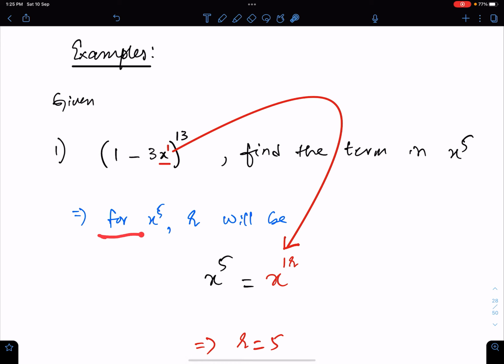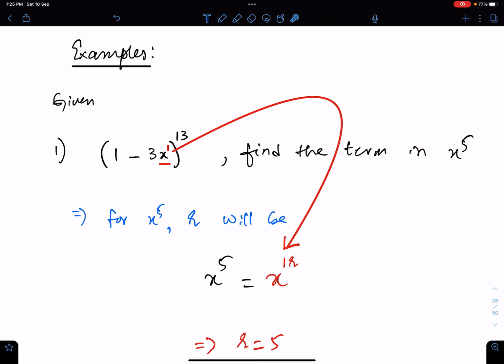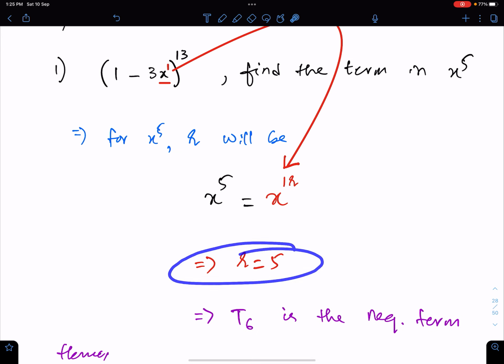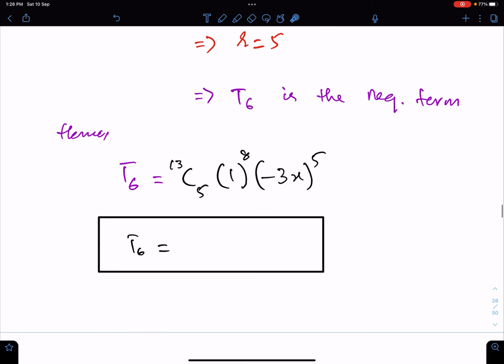So for x^5, r will be, write this here and then copy this x with power r, 1r in fact, because this is 1. So x power 1r. Since we have the same basis, we can equate their powers, therefore r is 5 and the term will be 6, because n, the term number, is always one more than the value of r. So in this question we need to find T6 to get the term in x power 5.